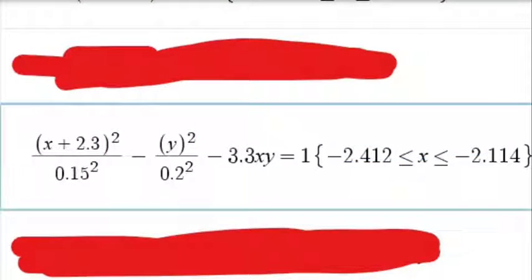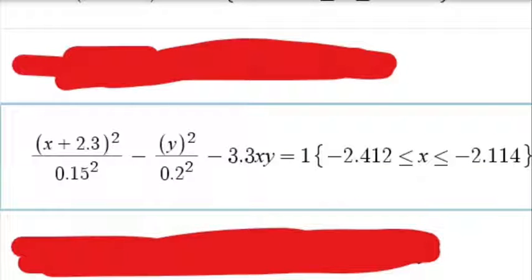Next, we're going to move on to everyone's favorite conic section, the hyperbola. So right now, we've got a nice hyperbola making up Bill Clinton's ear of (x plus 2.3) all squared over 0.15 squared, which yes, I didn't simplify, minus y squared over 0.2 squared, which I also didn't simplify, minus 3.3xy equals 1. Okay, this one's a doozy.